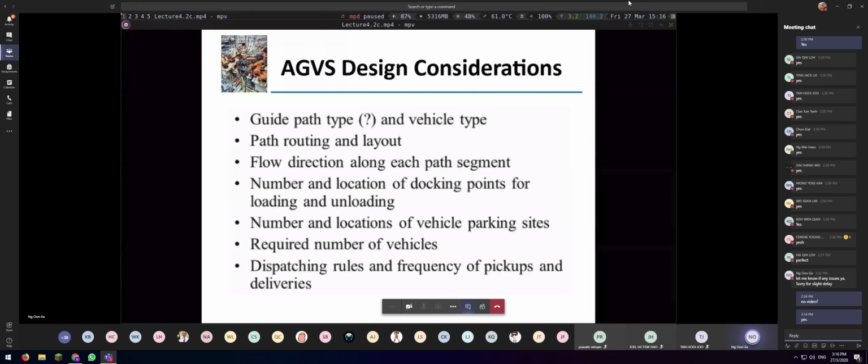Is it going to be a rail? What's the type of vehicle? How do we do routing and layout? What's the flow direction? Do we have docking points for loading and unloading? Where are they? How many are there? Number and locations of parking for the vehicles.